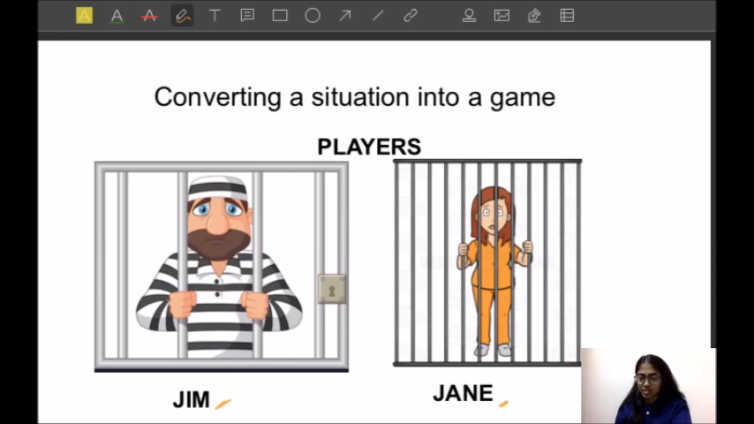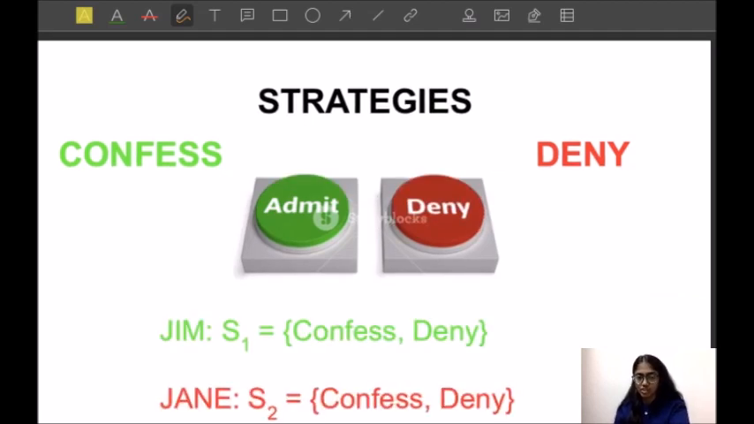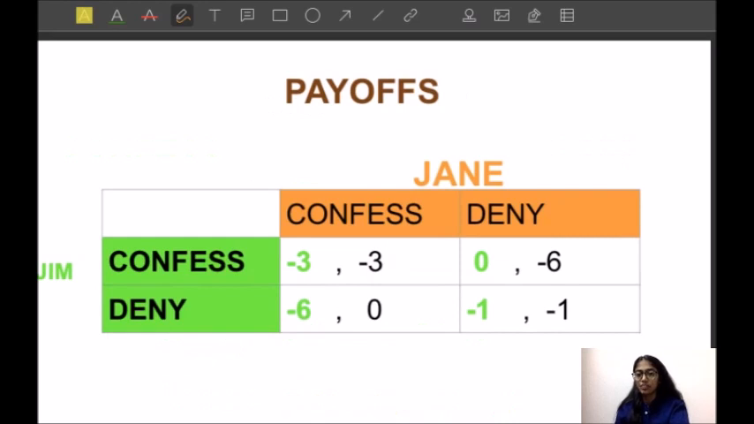Next, let's see what the strategies of the game are. There are two strategies available to both. That is, they can either confess to the crime or they can deny. So we can write these strategies of both the suspects in their sets. Jim's strategy set denoted by S1 comprises either confess or deny. And similarly, Jane's strategy set denoted by S2 is the same, that is, either she can confess or she can deny the crime. Now let's see the payoffs.